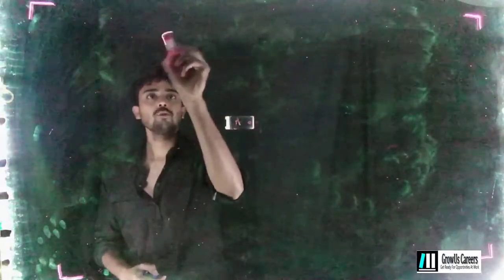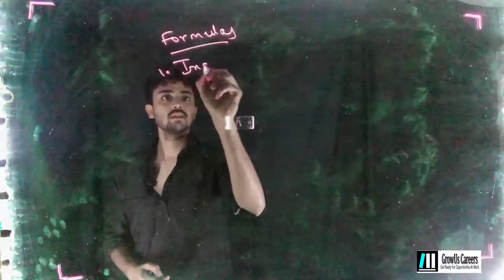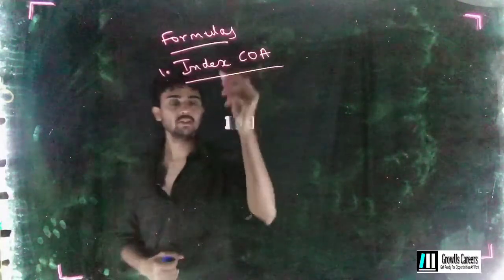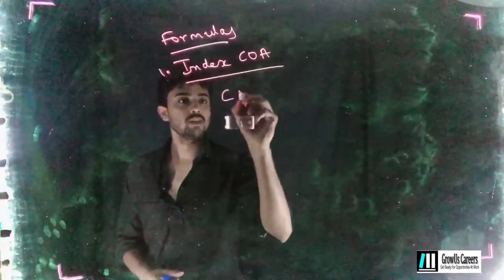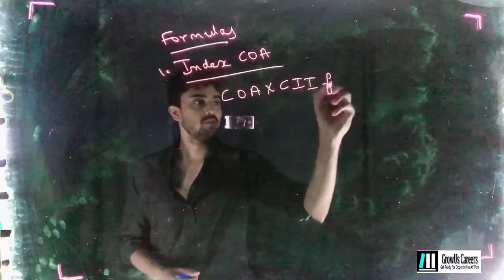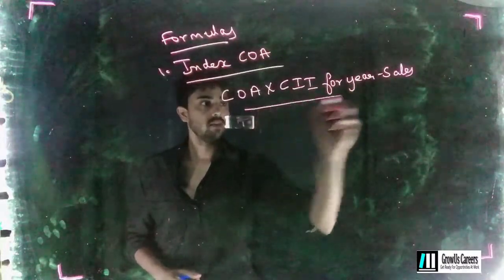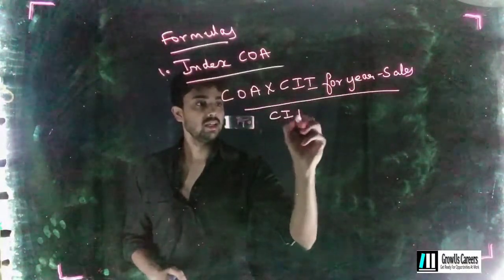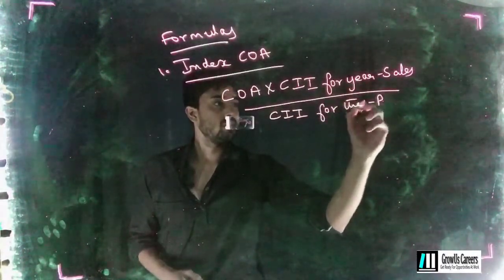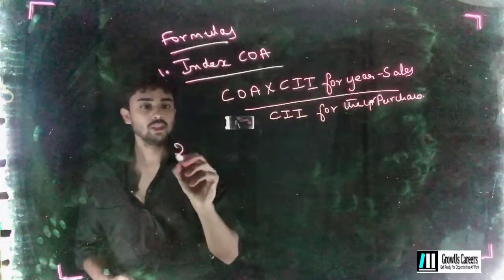So here are the formulas for index cost of acquisition and index cost of improvement. For index cost of acquisition, the formula will be cost of acquisition into CII for the year of sales divided by CII for the year of purchase.